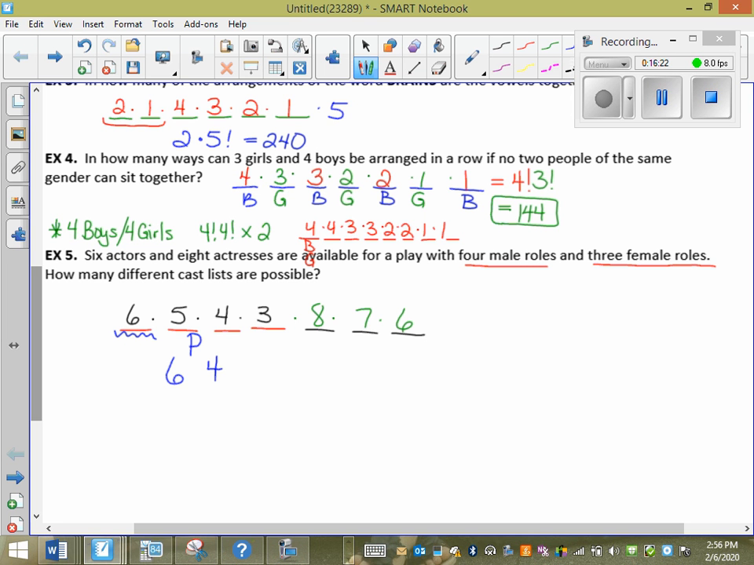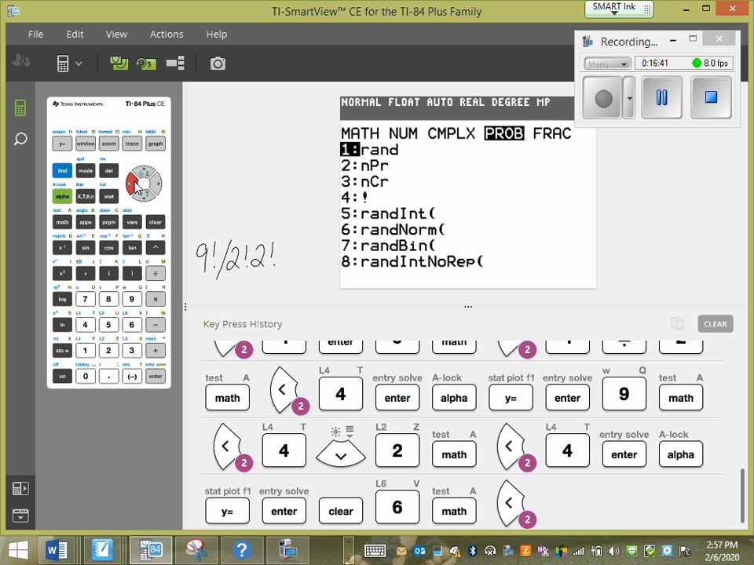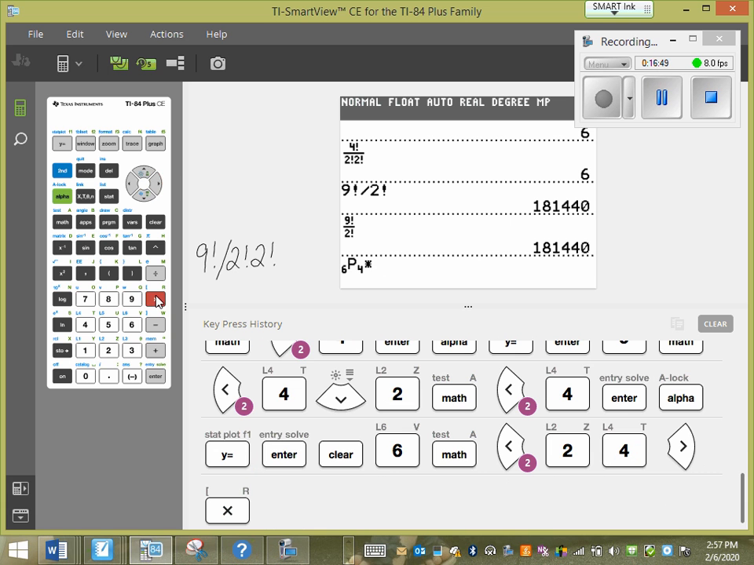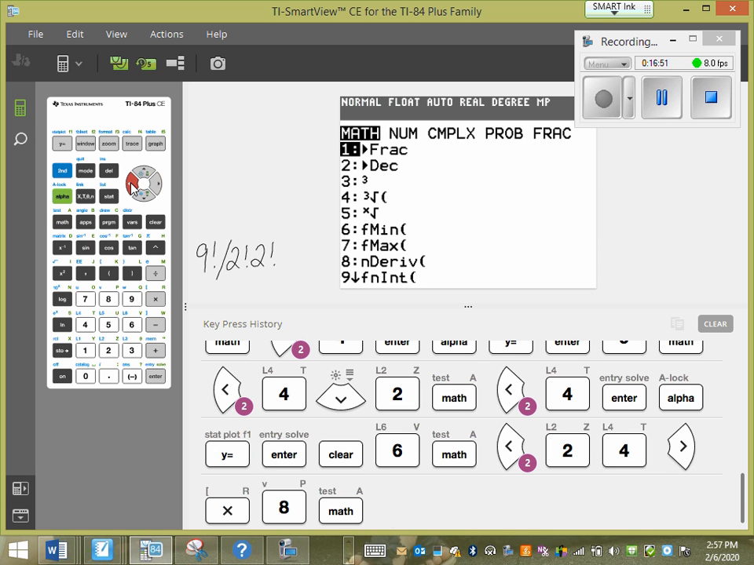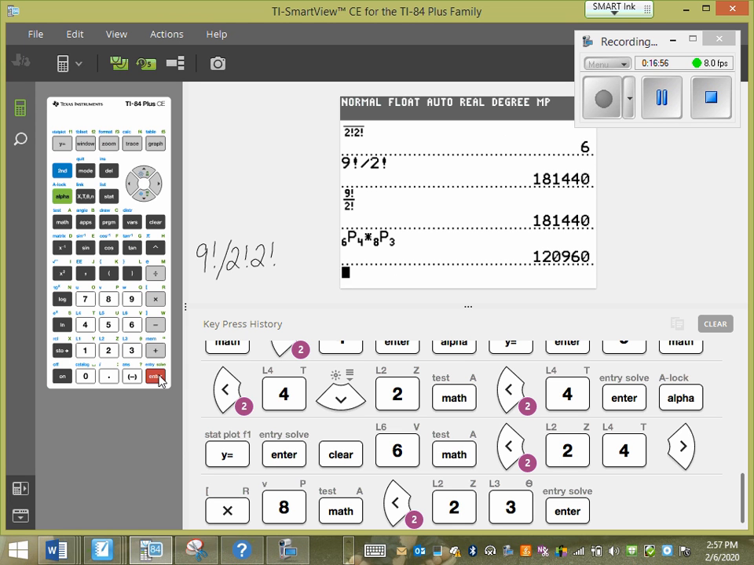And then how many did I have to choose from? 8P, and how many did I choose? 3. So we're going to type it into our calculators. We can go 6, math, over to PRB and pick nPr, 4, times 8P3. Same number.